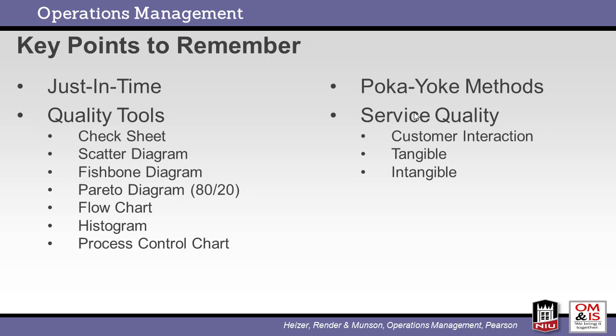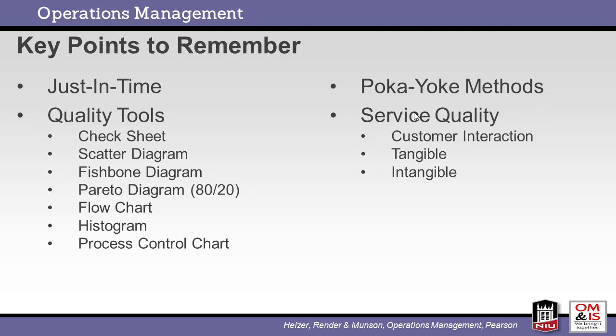The tools used to implement quality programs include the check sheet, which is simply an organized way to collect data. Scatter diagrams graph the raw data points of one variable versus another. A fishbone or cause and effect diagram is used as a brainstorming tool to identify the potential causes for a given effect. Causes are grouped by man, machine, materials, and methods, although other categories may be used.